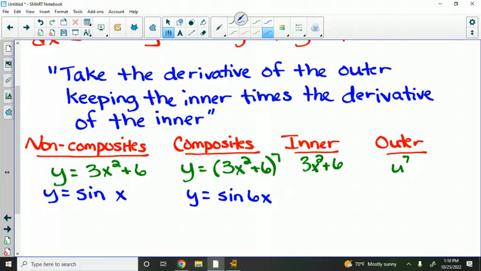Think, if you were going to put parentheses somewhere in this problem, couldn't it be natural that parentheses could go right there? Then that will help you find your inner part. The innermost part is 6x. And that means the outer part is sine, but it has to be sine of something. So we're going to put sine of u to represent that.